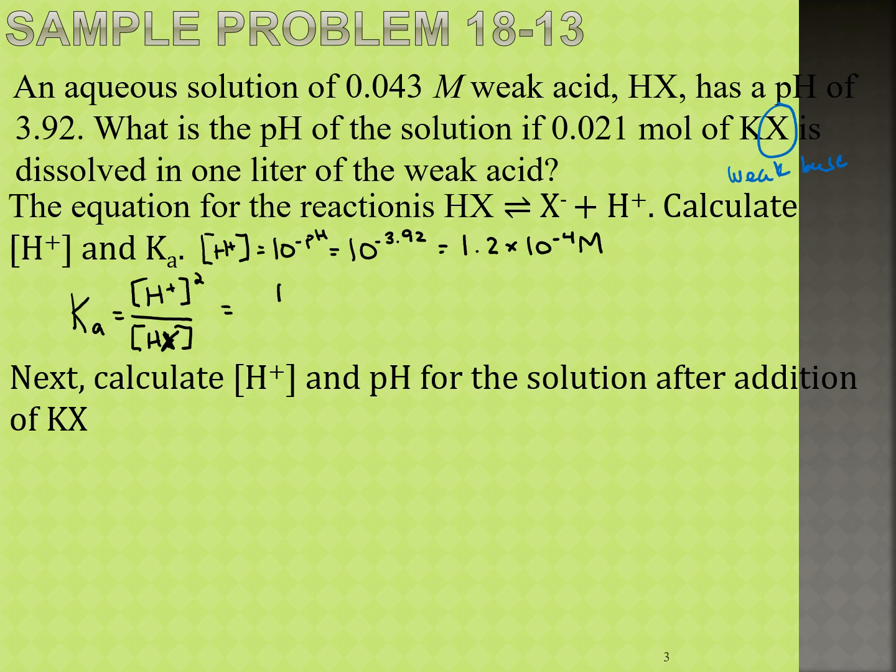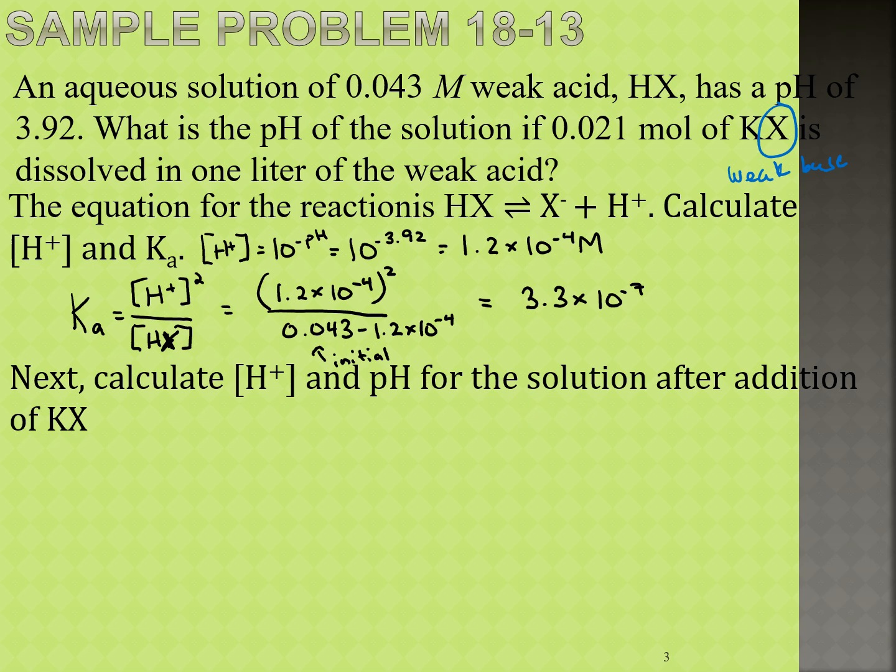So we've got our 1.2 times 10 to the minus fourth squared divided by, in the problem we have 0.043, and I'm going to subtract off 1.2 times 10 to the minus fourth, just to make sure that it's at equilibrium, because that's the initial. If I subtract off the 1.2 times 10 to the minus fourth, then this becomes at equilibrium. And we get 3.3 times 10 to the minus seventh for our Ka.